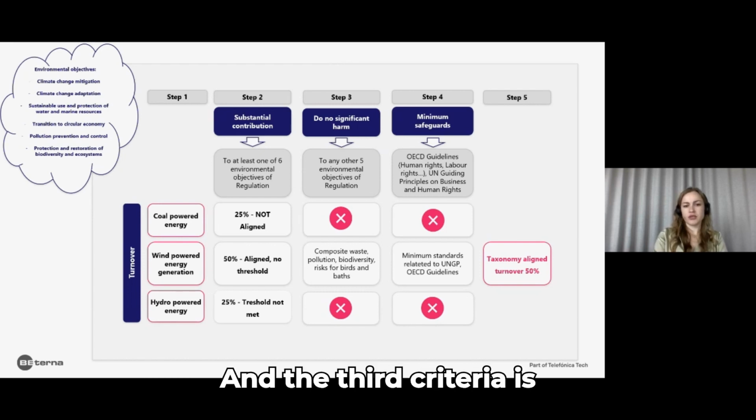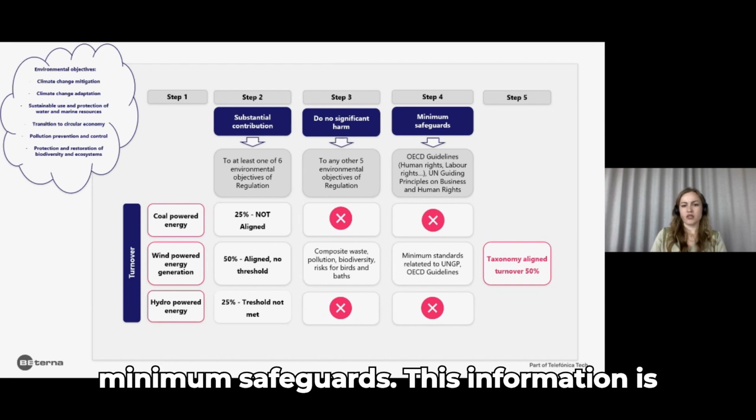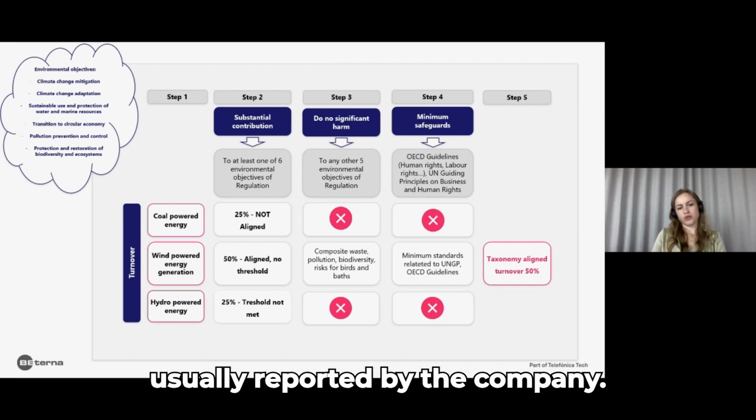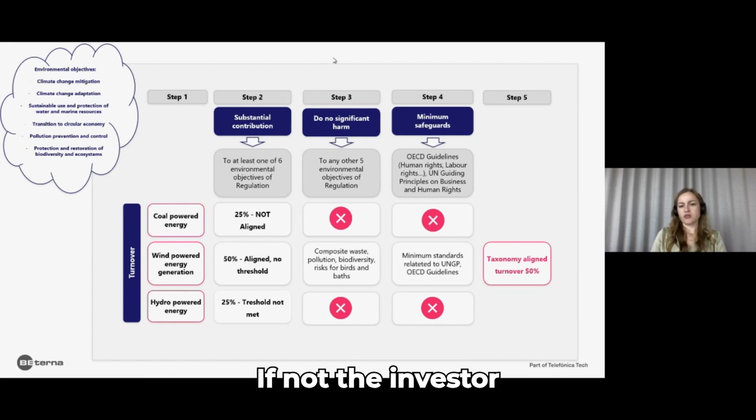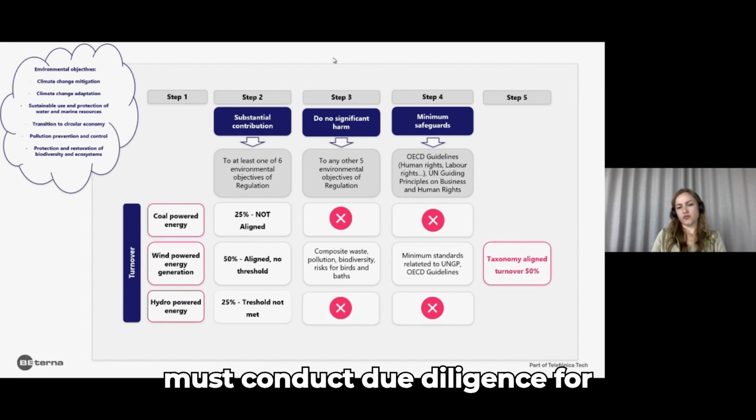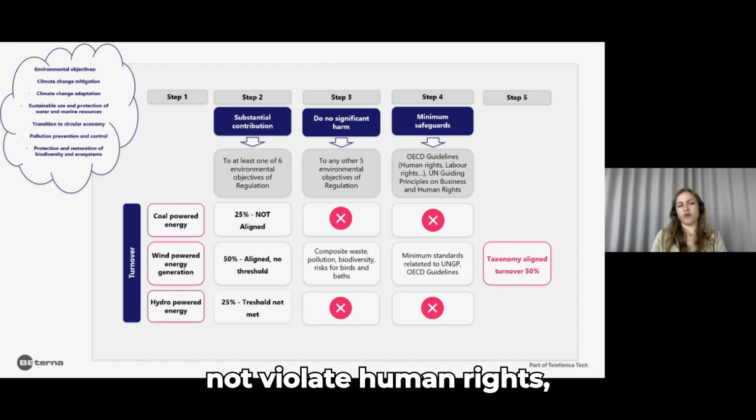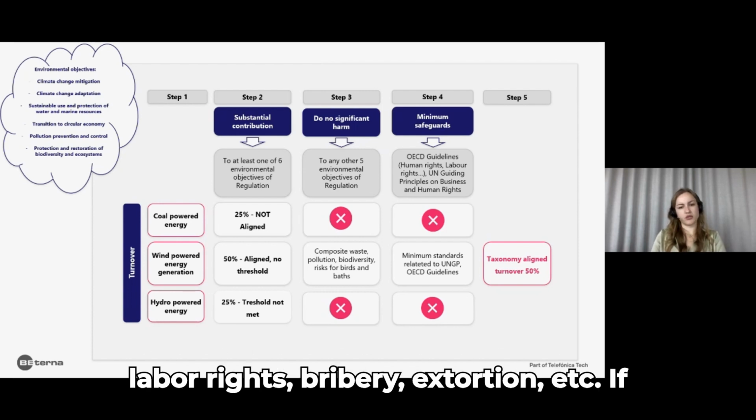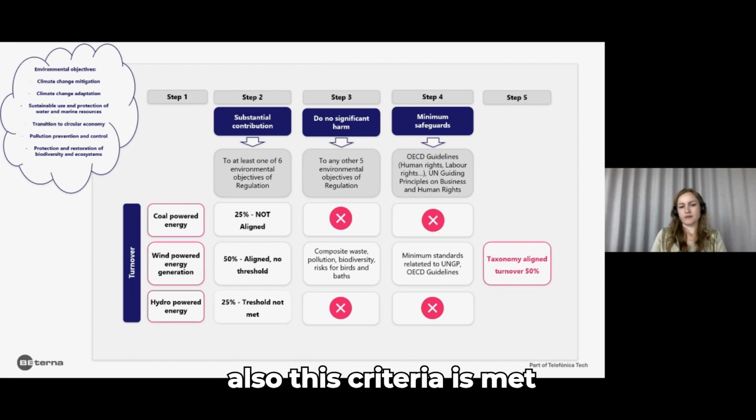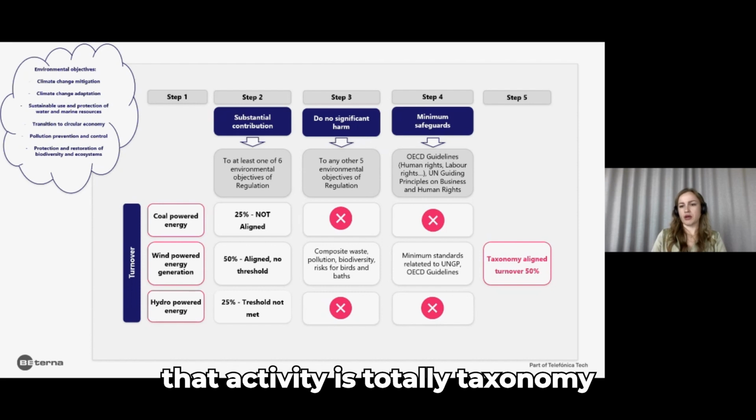And the third criteria is minimum safeguards. This information is usually reported by the company. If not, the investor must conduct due diligence for minimum safeguards, and activities should not violate human rights, labor rights, bribery, extortion, etc. If this criteria is also met, like in this case that we are looking at, we can say that the activity is totally taxonomy aligned.